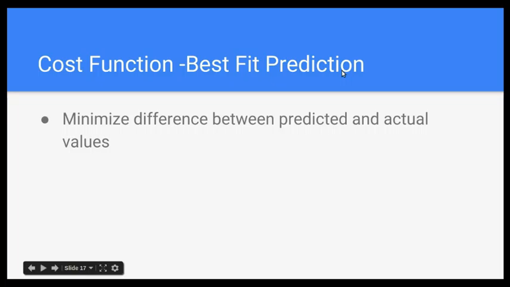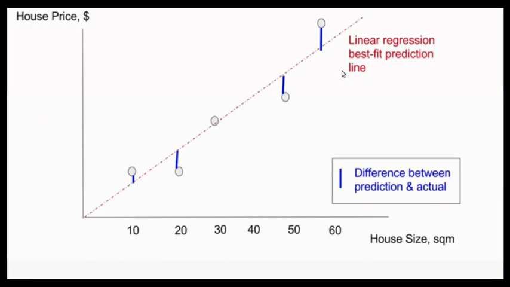What is our aim now? Our aim is to find the minimum cost function so that we get the best fit prediction. So how do we do that? To minimize the difference between the predicted and the actual values. These are our actual values, the circles, and this is our predicted value. Basically, it's nothing but the linear regression best fit prediction line.